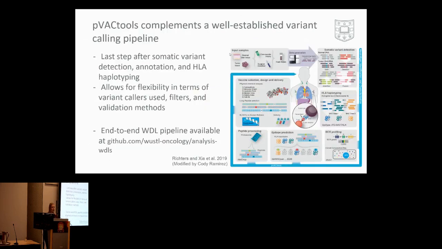pVACtools is designed to be used on top of a well-established variant calling pipeline and only requires a few additional pre-processing steps. This approach allows for flexibility in terms of variant callers, filters, and validation methods used. For users desiring an end-to-end solution, we have also developed a pipeline that starts with raw sequence data and produces neoantigen results from pVACseq and pVACview.